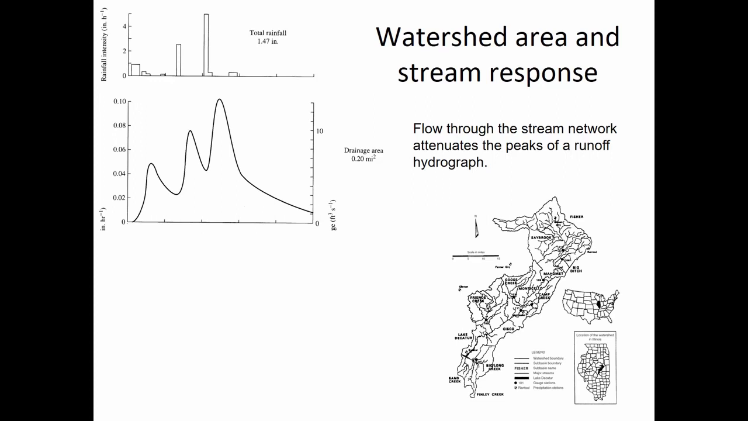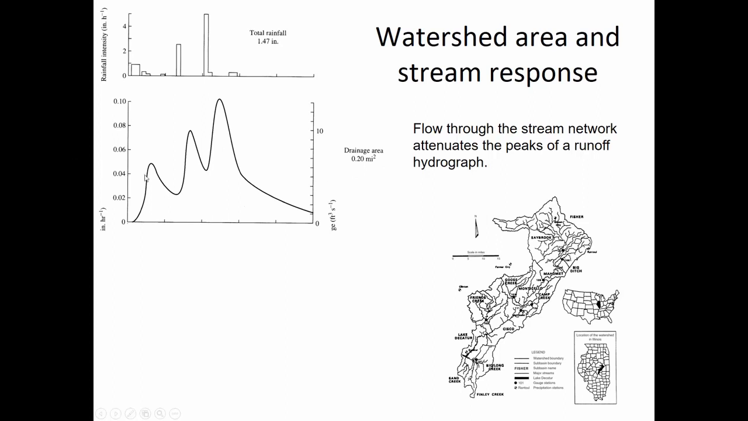Watersheds can be nested inside of other watersheds. And what this next series of images is going to show is, for progressively smaller watersheds, how the stream response changes. And so in this first one, we're looking at a drainage area of 0.2 miles. And so that's a small watershed. 0.2 miles is pretty small.